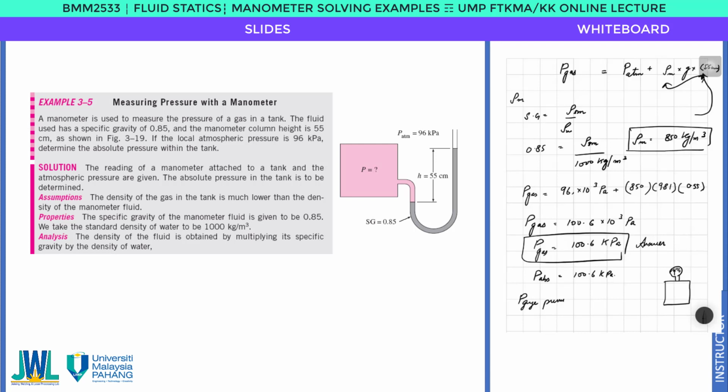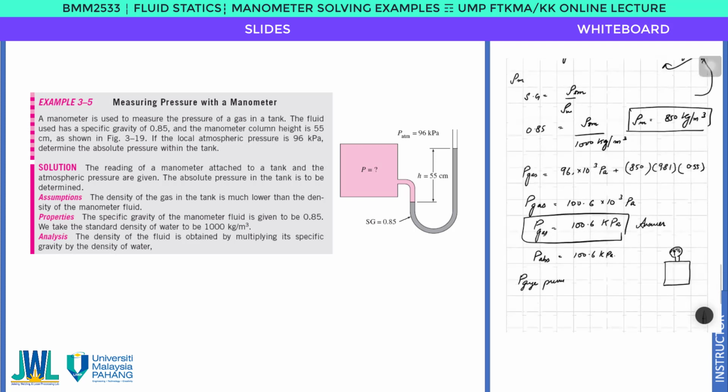So remember that gauge pressure does not include atmospheric pressure. So we need to remove the atmospheric pressure. So the gauge pressure of the gas in the tank is equal to the absolute pressure minus the atmospheric pressure.